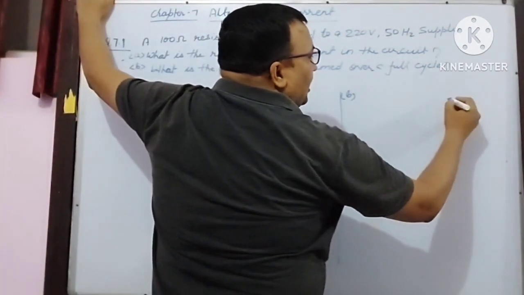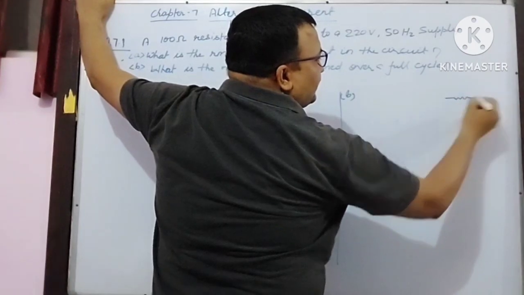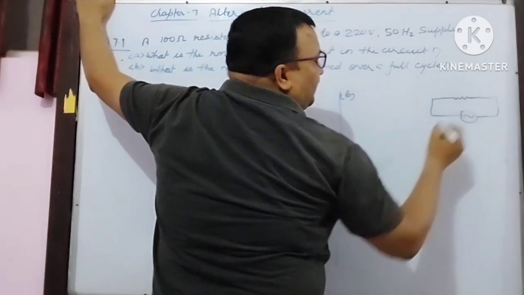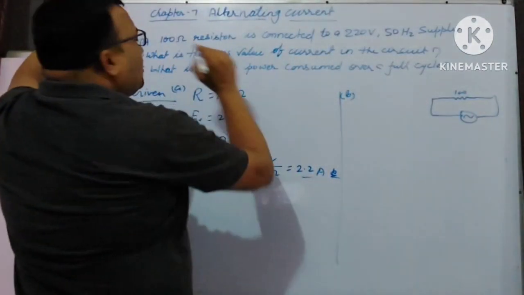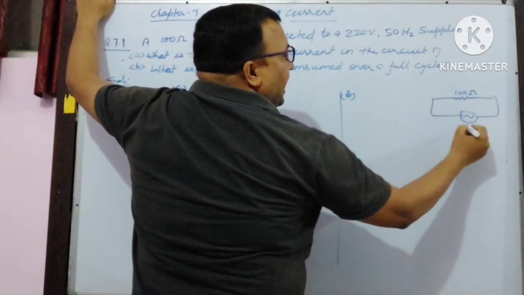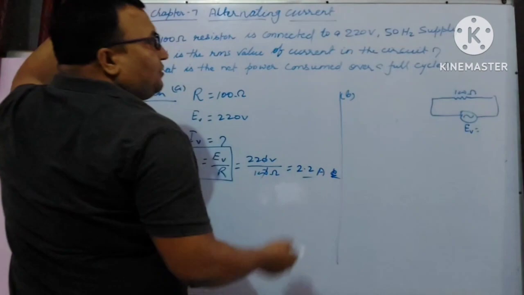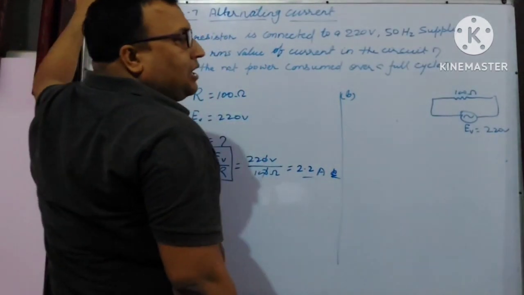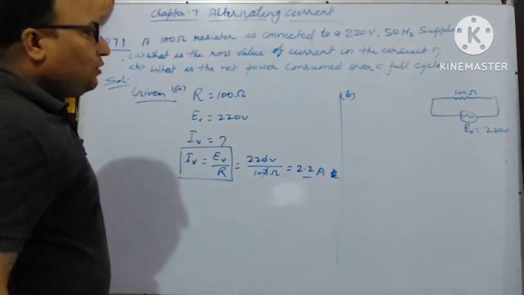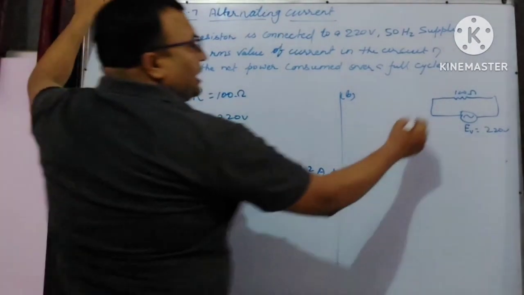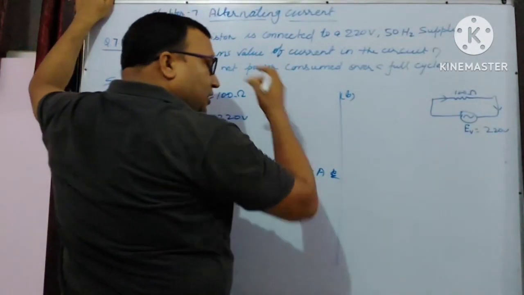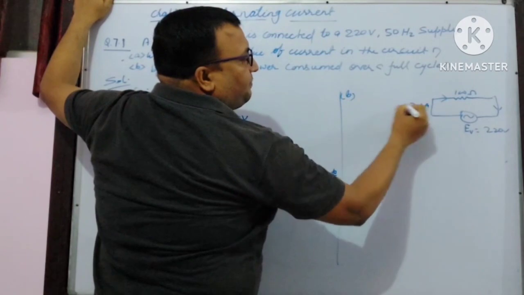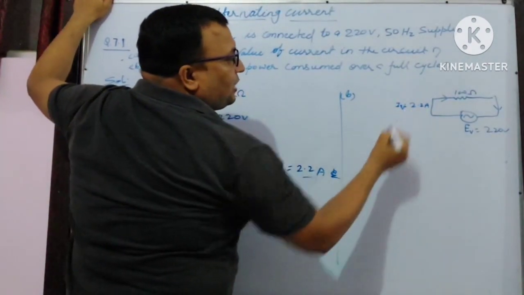Try to understand, this is the circuit. This circuit has an AC EMF supplied, the R value is 100 ohm, and the RMS value of EMF, not the peak value, is given as 220 volt. Just now, with the help of equation 1, we calculated that the RMS current going through the circuit is 2.2 ampere. This is your IV.